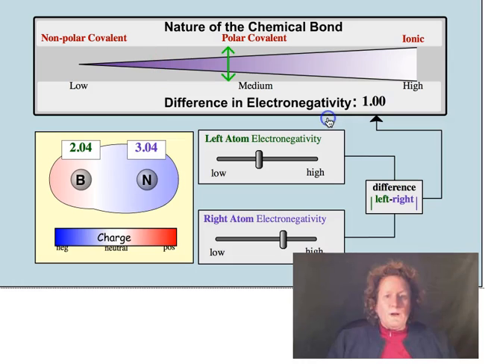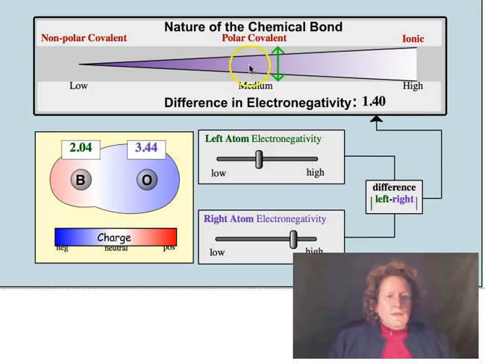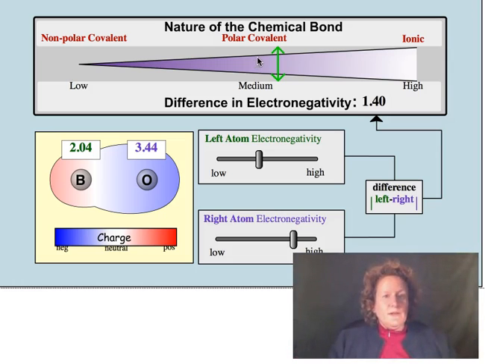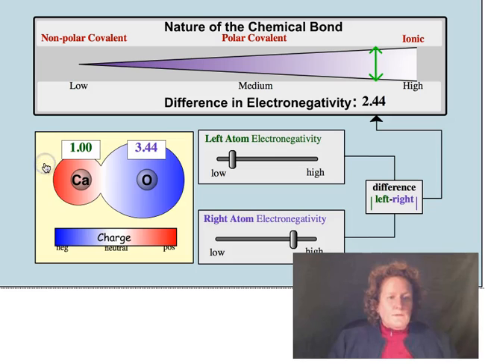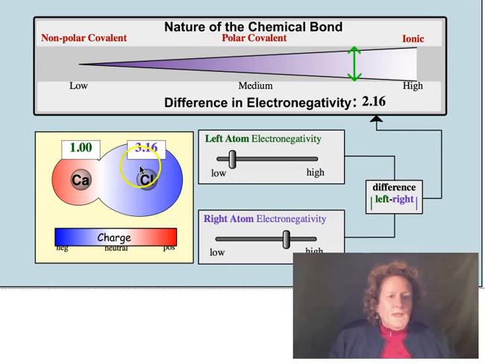Let's try a boron and an oxygen. They've got a medium electronegativity. They're not right next to each other on the periodic table. They've got a little bit more distance, a little bit more difference in electronegativity, and they fall in that polar covalent range. Let's do one more to illustrate a point. If I choose something from the far left, like calcium, and then I go over to the far right, I pretty consistently get an ionic bond.